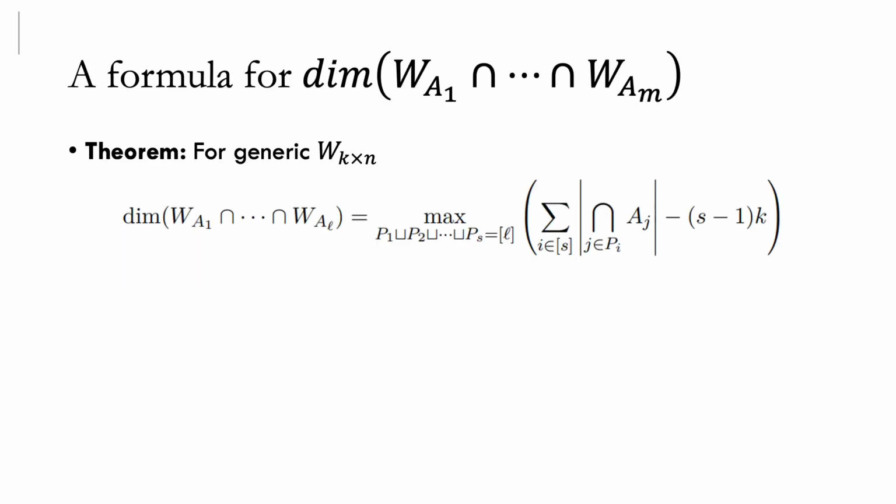In our investigation, we also compute a formula for these generic intersection dimensions. In particular, for any generic matrix W, we show that the dimension of WA1 intersect through WAL is equal to a combinatorial formula that only depends on the sets A1 through AL. In particular, it doesn't even depend on the characteristic of the field in which you're working. This result is crucially used to prove our main theorem, as we'll demonstrate on the next slide. We also remark that this formula can be computed in polynomial time.